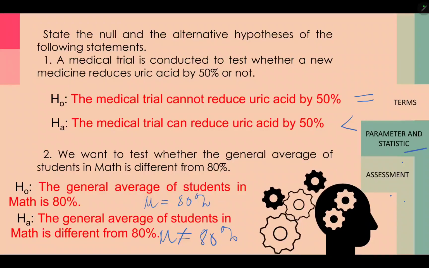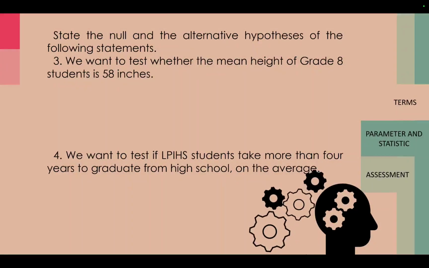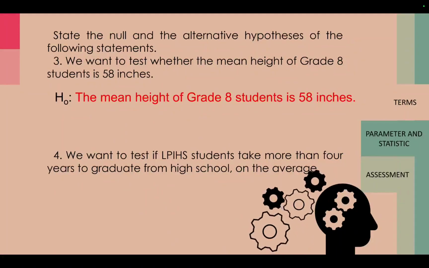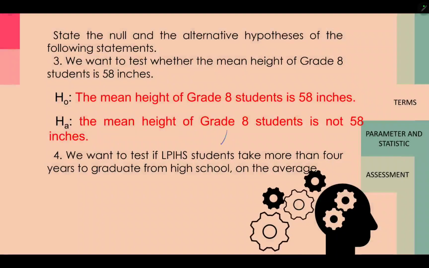The use of symbols: for the first one, by 50%, the average is less than 50%, in terms of its effectiveness. Third example, we want to test whether the mean height of grade 8 students is 58 inches. That's actually our null hypothesis. To have it factual, you state it's equal to 58 inches. For the alternative hypothesis, the mean height of grade 8 students is not 58 inches, meaning it could be lower or greater than 58 inches.